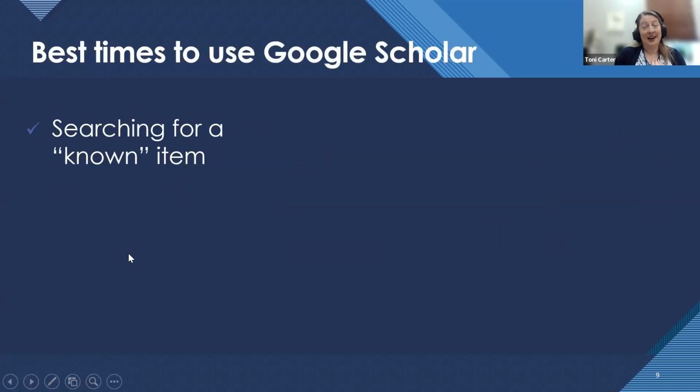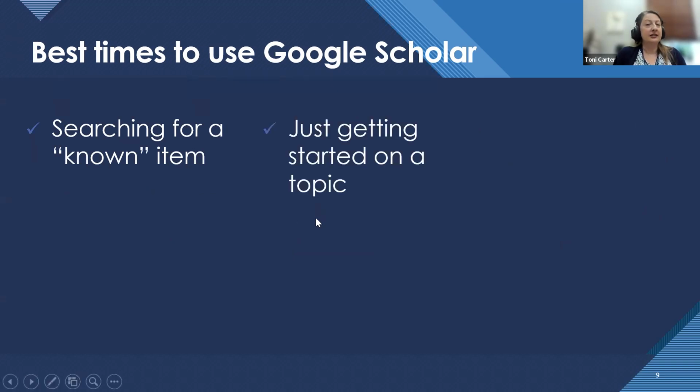Best times to use it, I think, are if you're searching for a known item, and known items are those things that you know the title of. Google Scholar is excellent at this. You know the title, type it in, it brings it back. Another is if you're just getting started on a topic. Now, this may be more targeted towards students, and sometimes if you're very new to the topic, it's better to start with Google or something very basic. But if you're just trying to get a sense of a topic, Google Scholar is a good place to start.